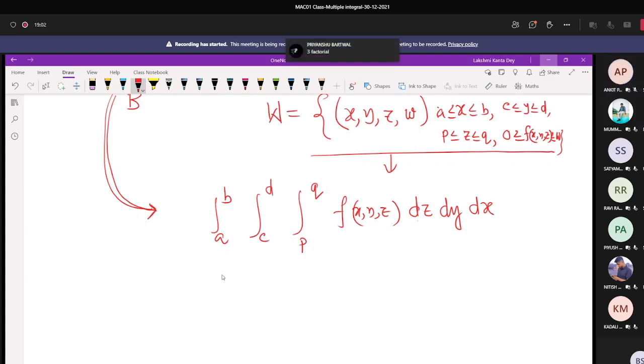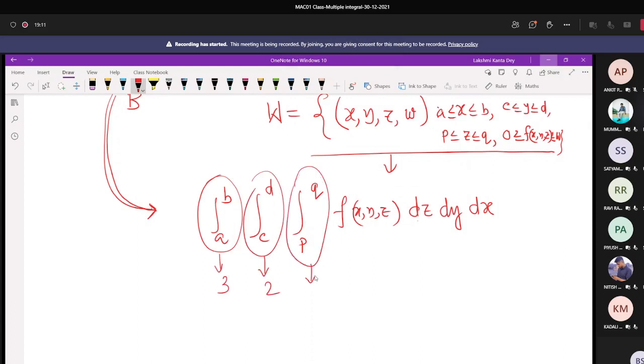Okay, sir. So how many choices for this? Three. How many choices for this? Two. How many choices for this? One. So the total number of iterated integrals is six, right? Very good. 3 into 2 into 1, that is 6.